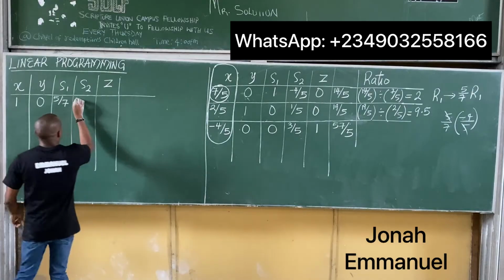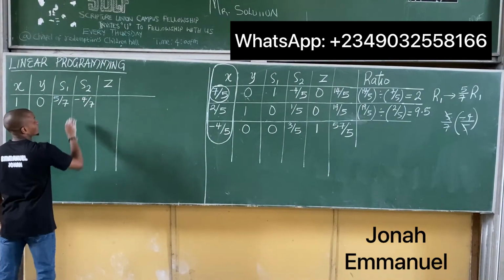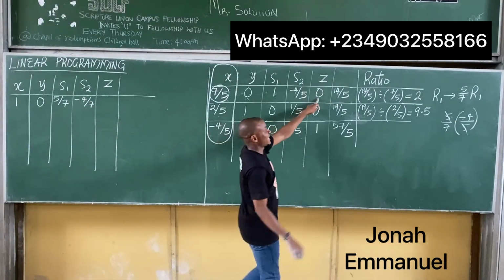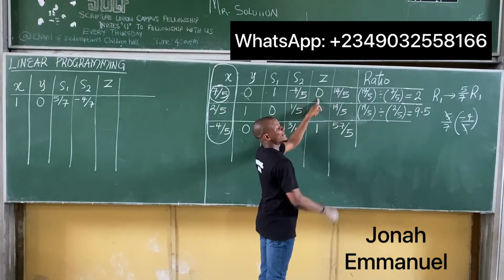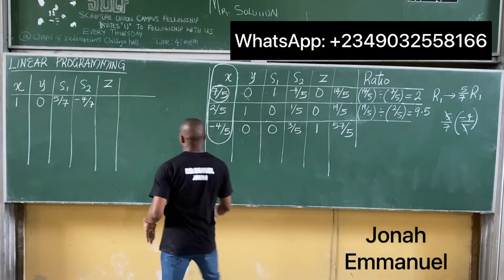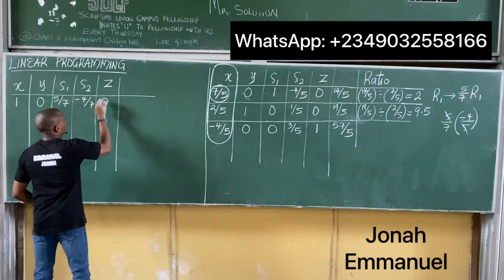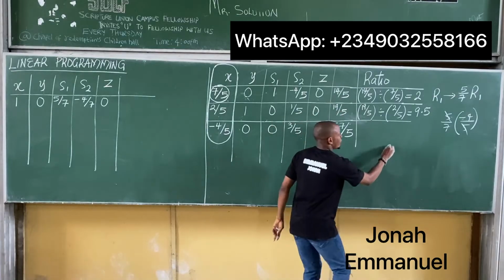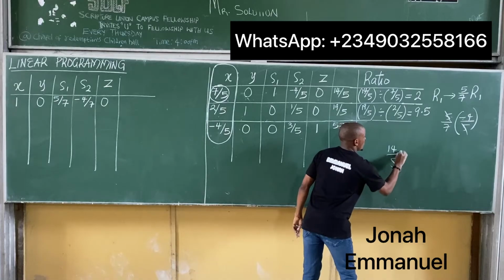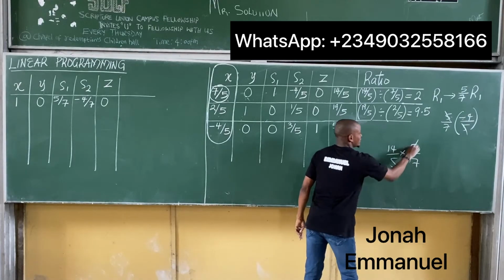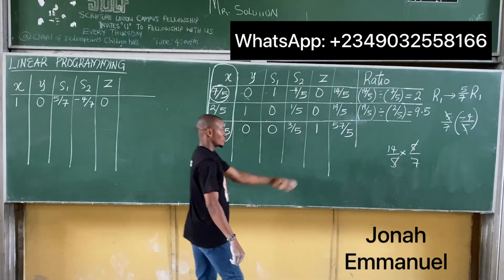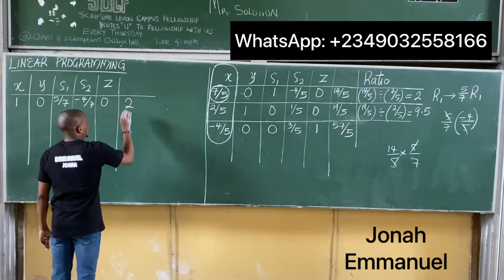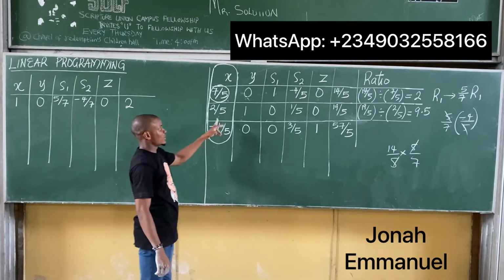So I have minus 4 over 7. Z is 0. Multiply by 5 over 7 gives you 0. So I have 0. Next one is 14 over 5. 14 over 5 multiplied by 5 over 7. This cancels this. What do you have there? 2. So I have 2. That's all. So I'm done with this one.